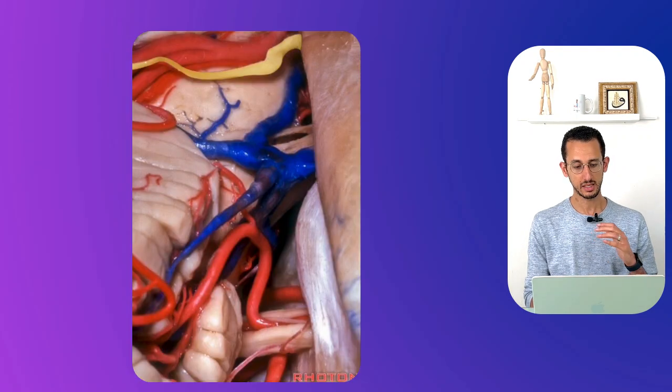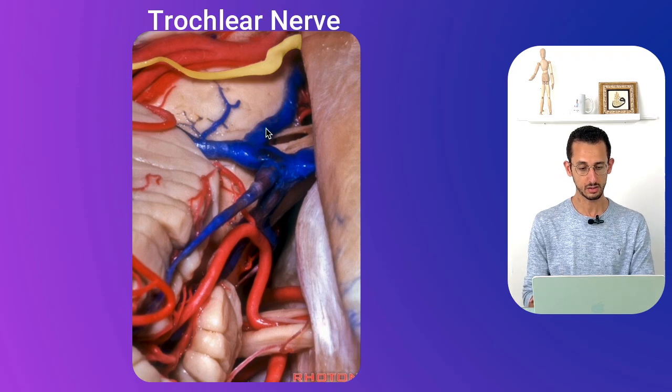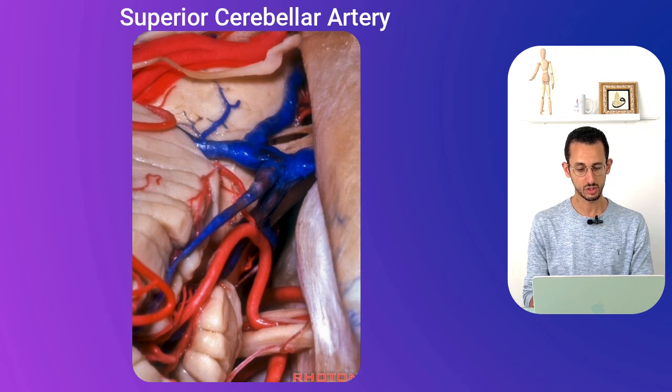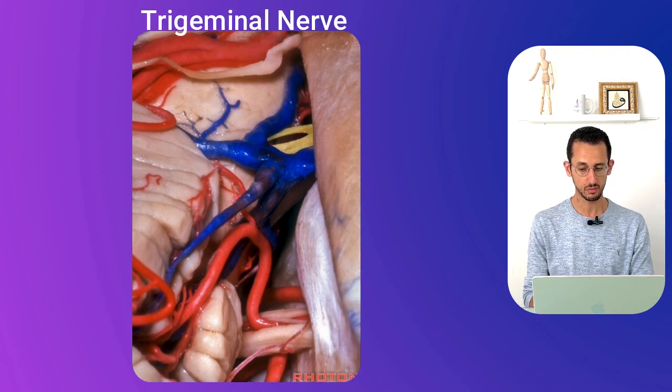Then here is a retrosigmoid view. You can see the trochlear nerve higher up in this picture, in the superior aspect, coursing through the ambient cistern, along with the branches of the superior cerebellar artery. And then the trigeminal nerve is seen here around the petrosal vein, and the rest of the arterial supply and the lower cranial nerves all the way down.